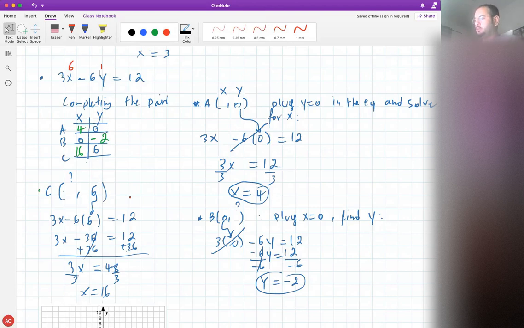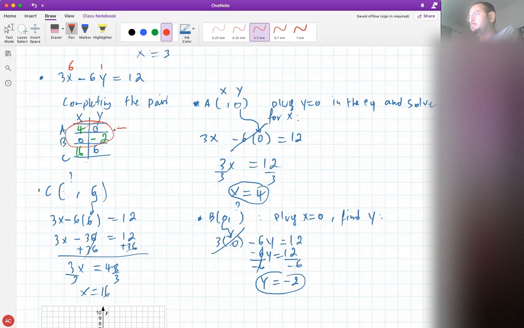and that line we can easily graph by completing the pairs. So as I mentioned earlier, always try these two first. If the question doesn't give you a table, you can make your own table by using the zeros. These are special points. This point A and B are special points.